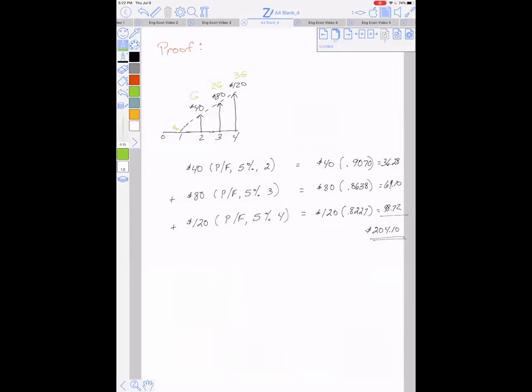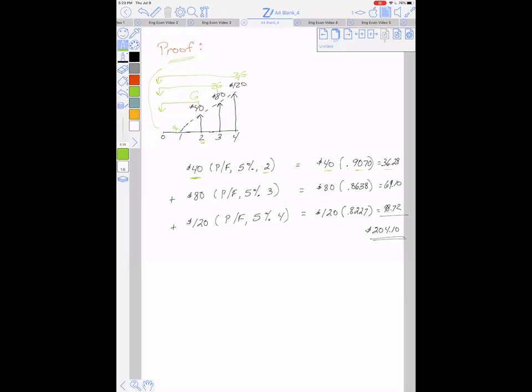All right, I wasn't sure if I believed that, so I wanted to do a little proof. Another way you can solve these is to take each year's cash flow and bring it back to its present value, and then simply add up those present values. And you should come up with the same number. So I did that just as a proof. $40 in year 1, find P given F at 5%, that's in the second year, so line 2. I did $40 times that factor and got $36.28.